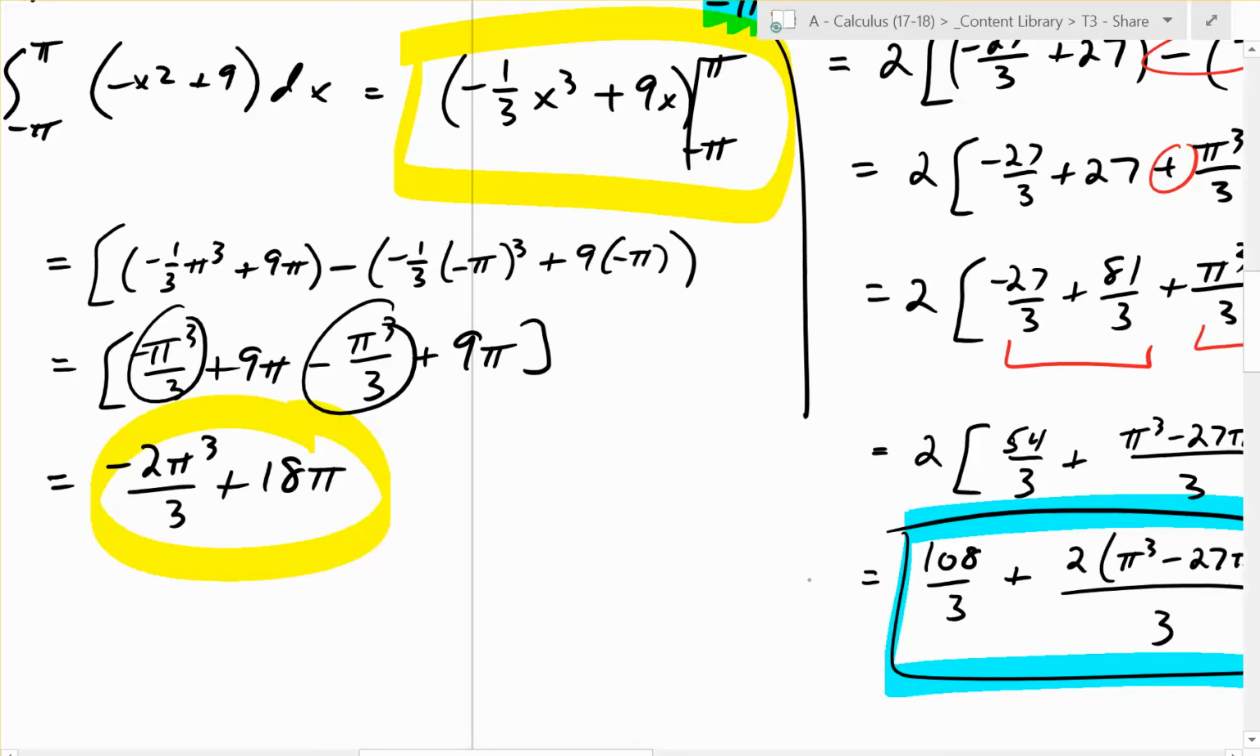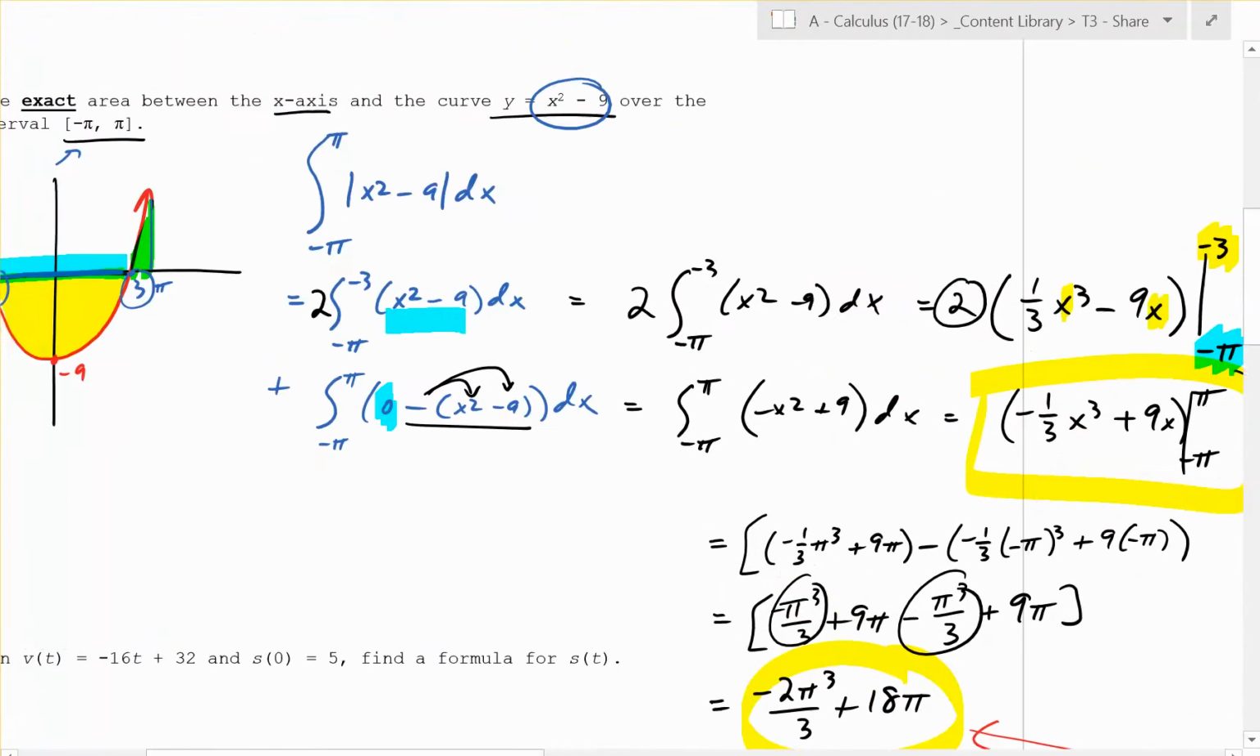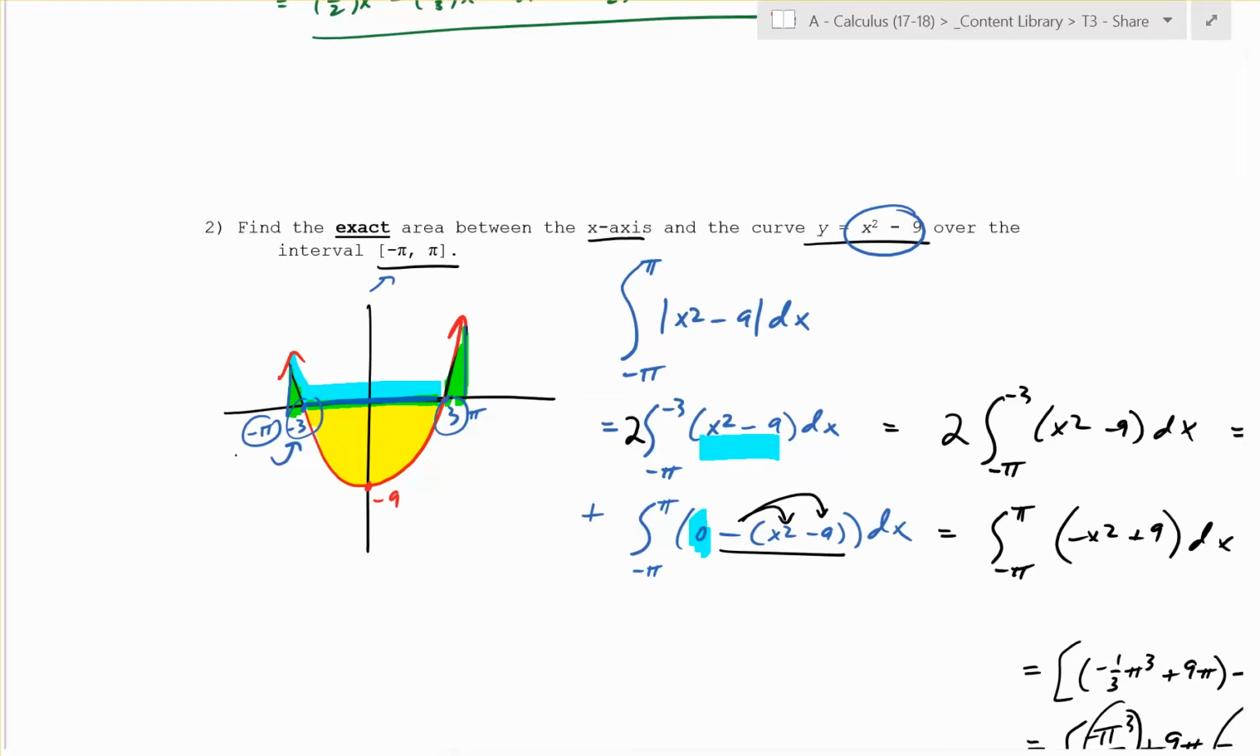So now you just need to group these two together right here. You need to add them together. If you add them all together, you can just leave it like that. That'd be fine for now. The key is just understanding you need to do this as two integrals.